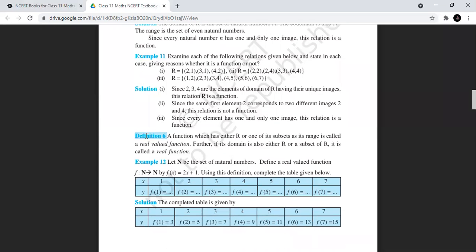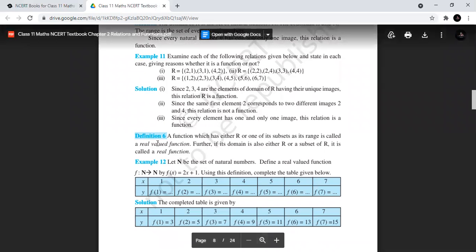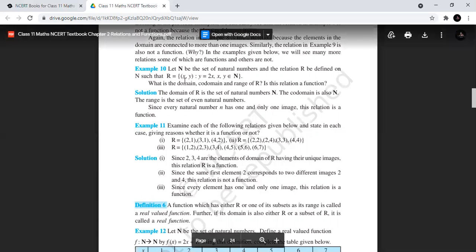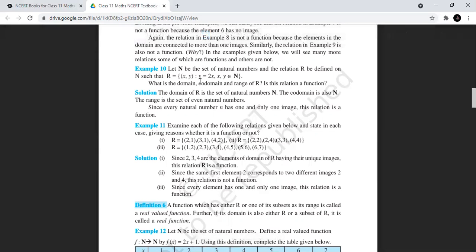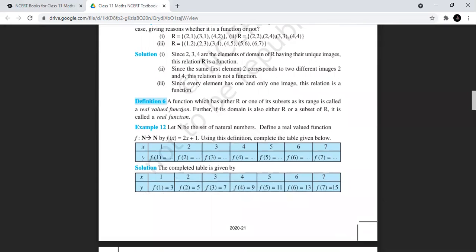So that is what they are saying, the real valued function, that when our answer, or image (now you know we call it image), comes out to be a real number, okay, when image is a real number for whatever be the entries of domain, it is termed as real valued function. Our answer is a real number. Okay, so real valued function.